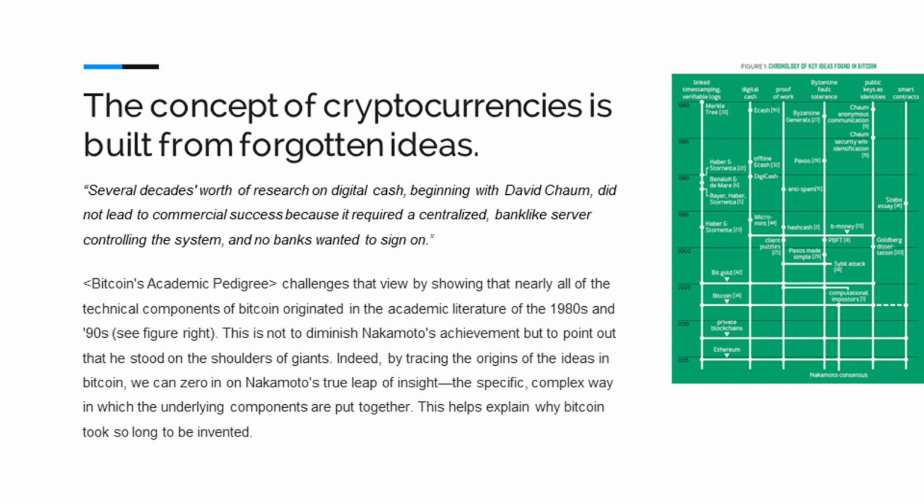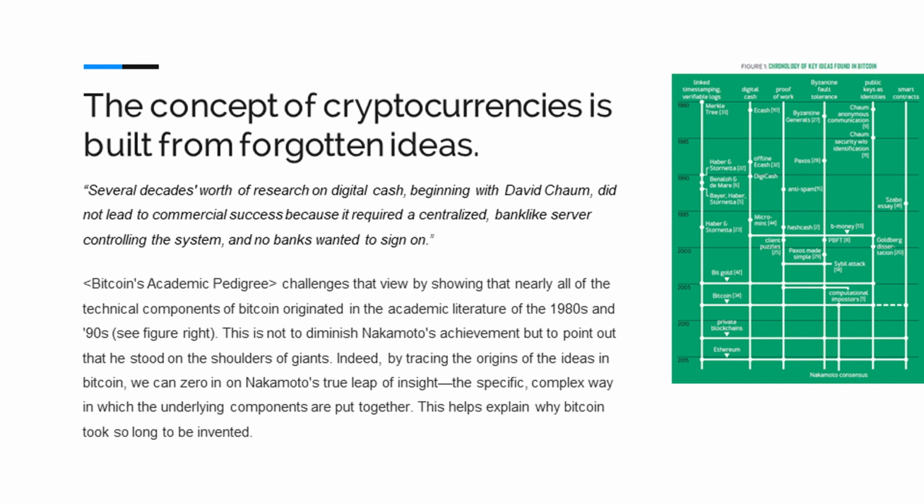Several decades' worth of research on digital cash, beginning with David Chaum, did not lead to commercial success because it required a centralized bank-like server controlling the system, and no banks wanted to sign on. Along came Bitcoin, a radically different proposal for decentralized cryptocurrency that didn't need banks, and digital cash finally succeeded. Its inventor, the mysterious Satoshi Nakamoto, was an academic outsider, and Bitcoin bears no resemblance to earlier academic proposals.